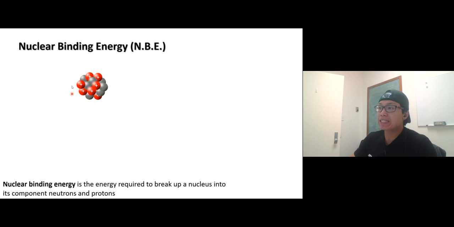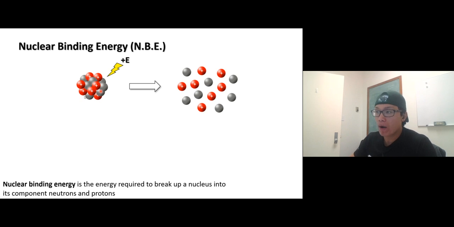Let's say we have a nucleus, with protons and neutrons in there. The smallest amount of energy that we apply to break all these up into individual particles, that is the nuclear binding energy. And we can look at this the other way around.